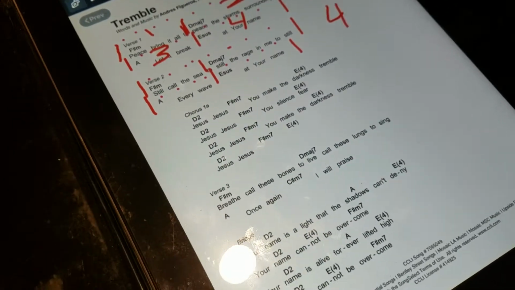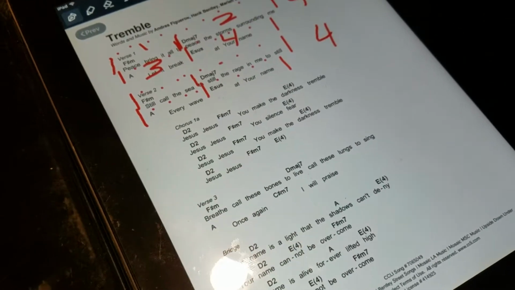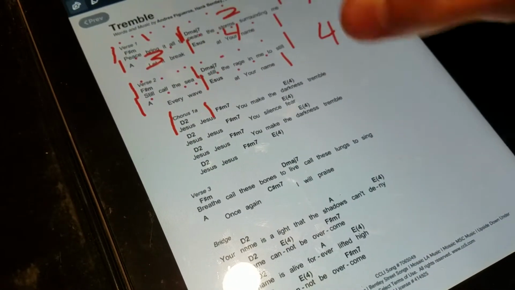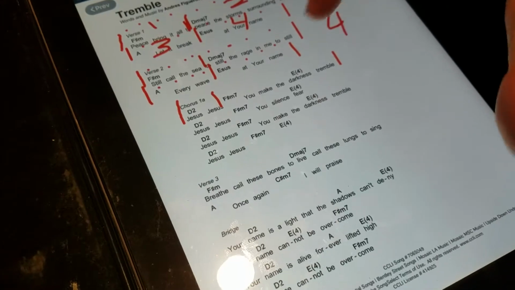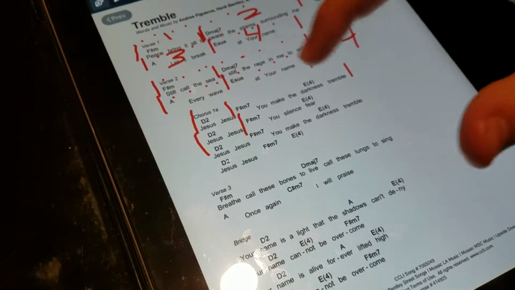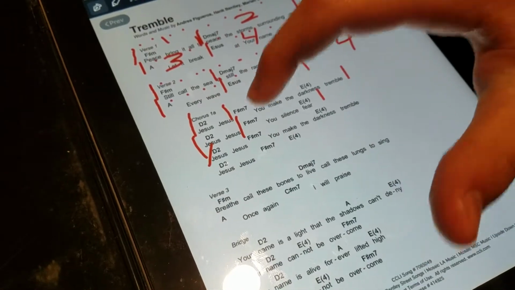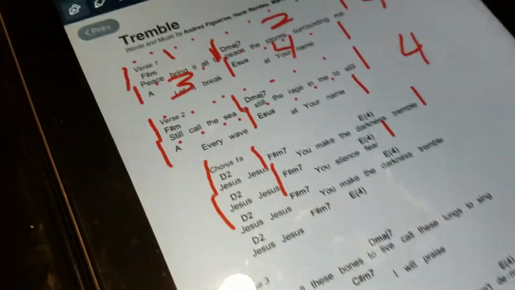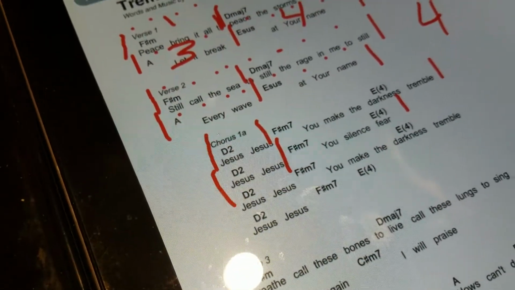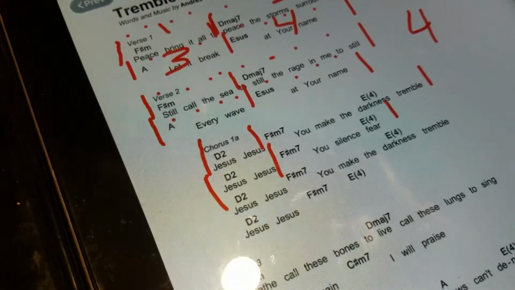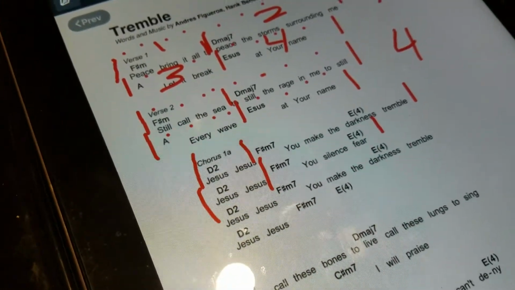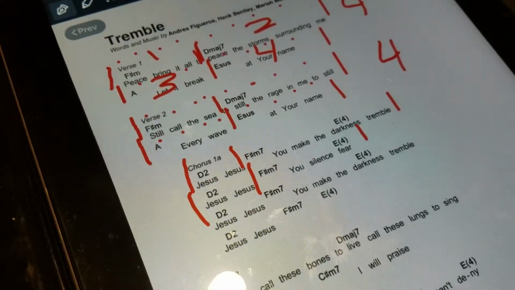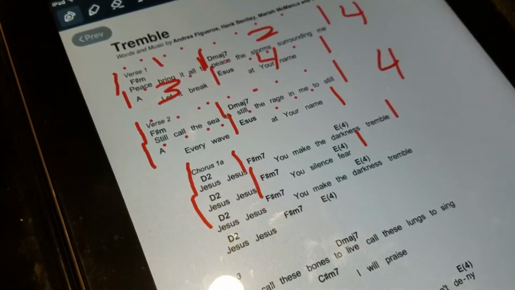Now let's get into the chorus here. Chorus 1A. Okay, so this is 1 bar, and then there's 2, and then it's like the same. Okay, but let's talk before you keep going on it. Let's talk about why you're putting so that Jesus is Jesus, D, stay on the Jesus, F sharp minor, make the E tremble, D, 1, 2, Jesus, 4, 1, F sharp minor, 2, 3, E.